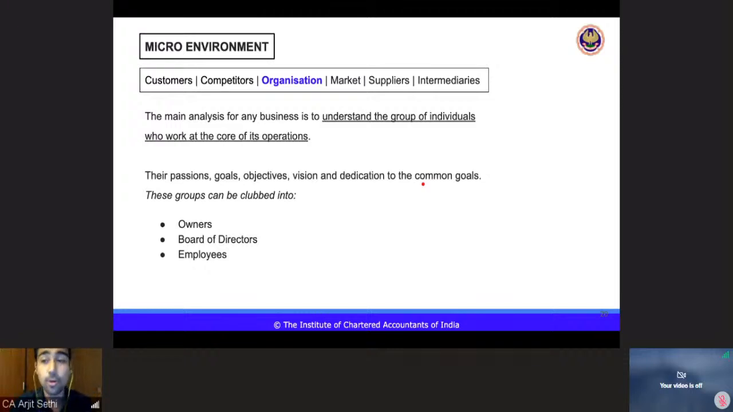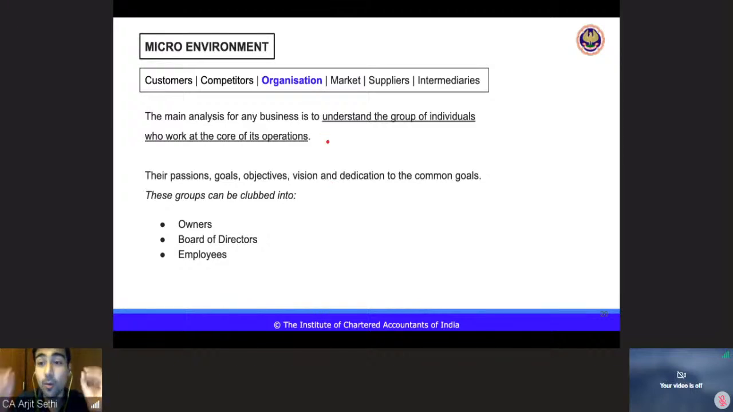A business has a goal, right? A business wants to be the best player in the market. Do those people who are working at the core of its operations want the same thing for the company? We have to understand everything, because that is actually a part of the micro environment. That is actually a component which will affect your decision making.